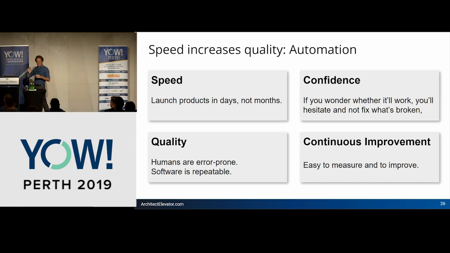And again, speed, right? As I said, the reason I want a server in 5 minutes is not because I really need it in 5 minutes. The reason I want the server in 5 minutes is because that way I know it is automated. And because it's automated, it increases quality. Also, it gives me some more confidence.